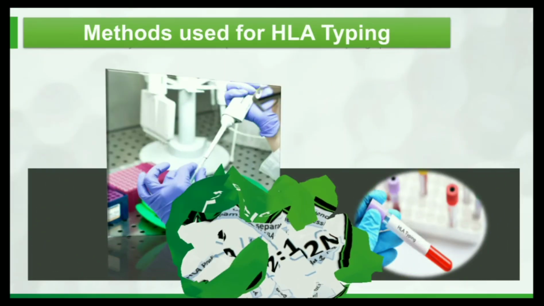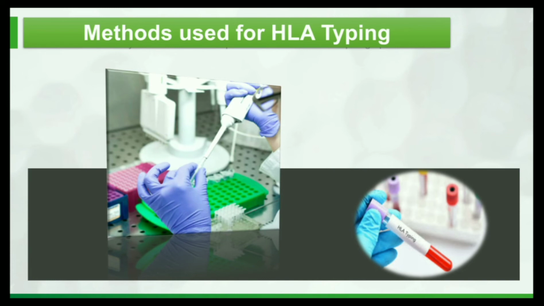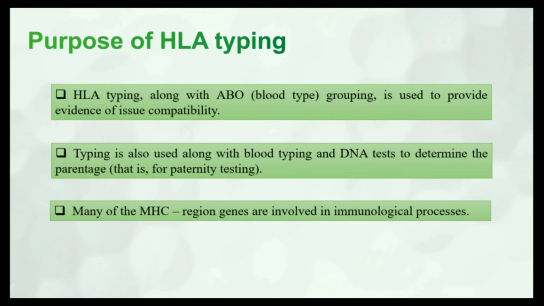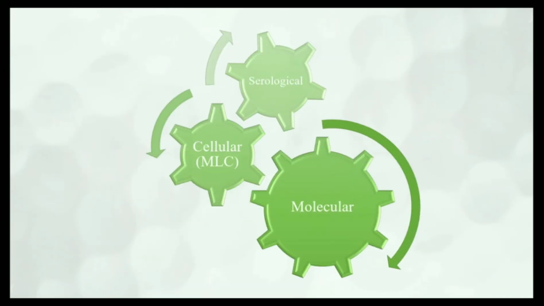Now coming to the methods used for HLA typing. So what is the purpose of HLA typing? Actually, HLA typing along with ABO blood type grouping is used to provide evidence of tissue compatibility. Typing is also used along with blood type and DNA tests for parentage testing, and many of the MHC region genes are involved in immunological purposes. There are many typing methods, for example serological, cellular (MLC), and molecular.